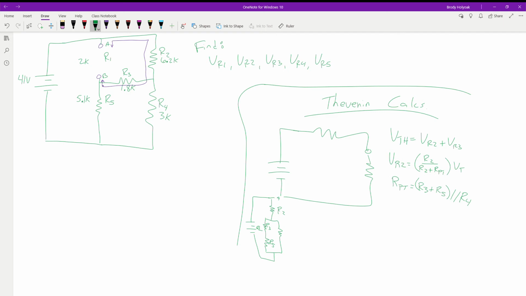So now we're going to solve for the parallel total. So we have R3, which is 1.8K, added to R5, which is 5.1K. That's going to be in parallel with the 3K. So we're going to have 6.9K in parallel with 3K. We're going to see somewhere in the realm of 2K. 2.091?